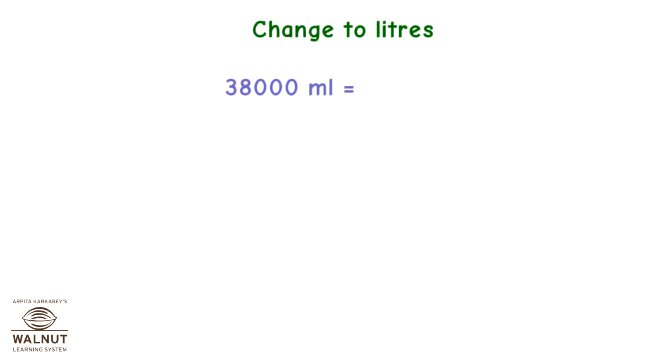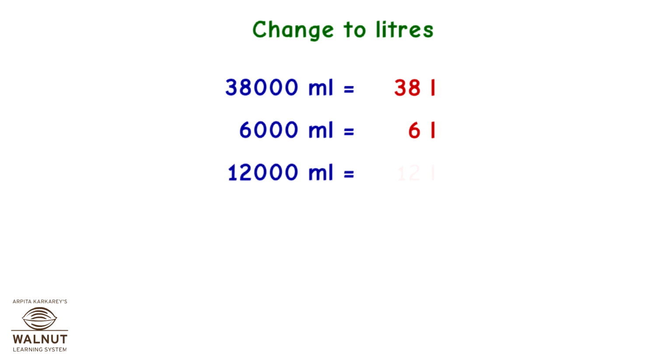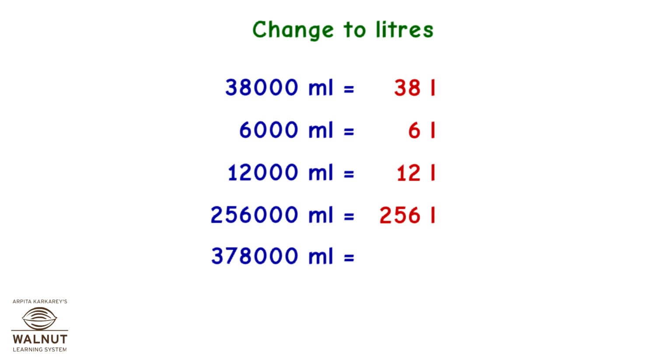Change to liters. 38,000 milliliters is equal to 38 liters. 6,000 ml is equal to 6L. 12,000 ml is equal to 12L. 2,56,000 ml is equal to 256L. 3,78,000 ml is equal to 378L.